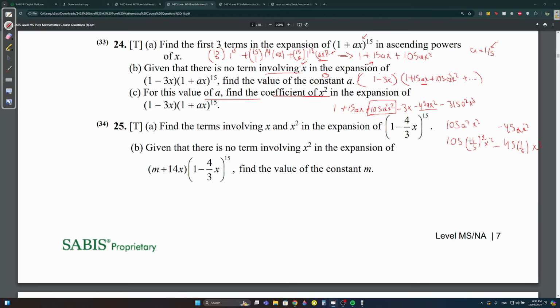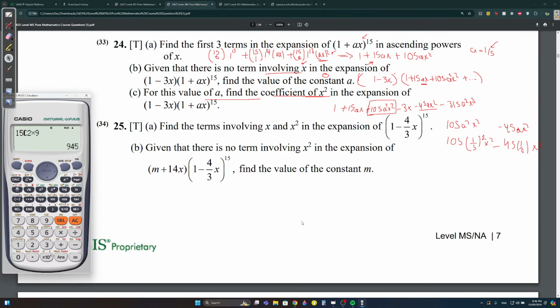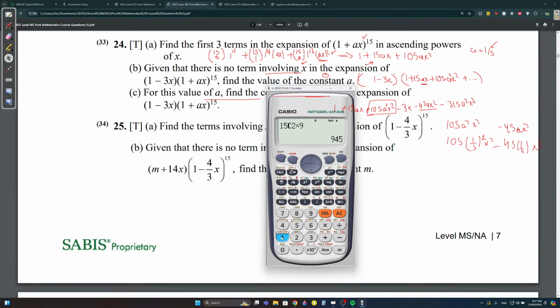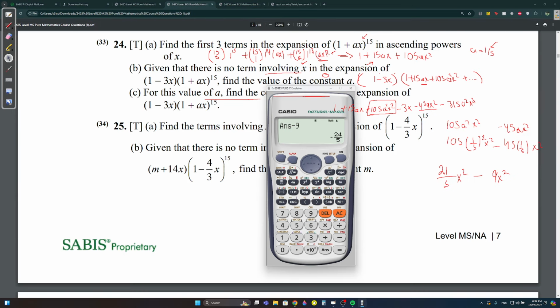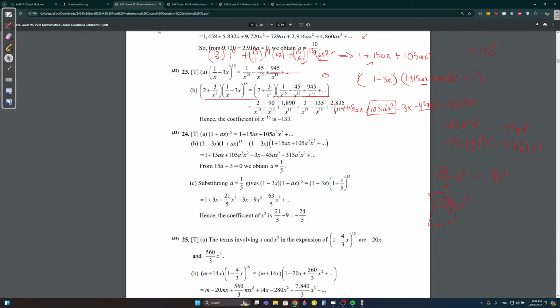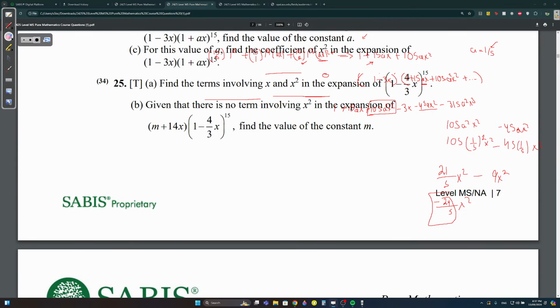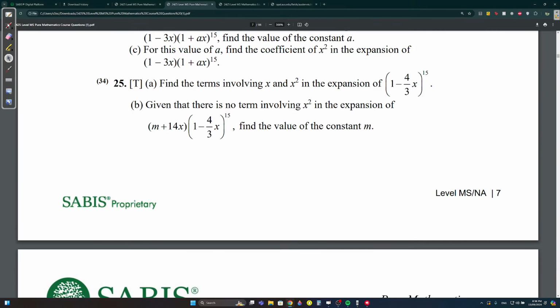We have x squared here, right? Okay, this is going to be 105 divided by 25, yeah, 21 over 5. So you get 21 over 5 x squared minus, this is 9 x squared, so minus 9. It's going to be a negative answer. Is my answer wrong? Minus 4.8. Yeah, okay, it's correct. Minus 24 over 5. So you get the coefficient of x squared, minus 24 over 5 x squared. So the coefficient is minus 24 over 5. Okay, we finished part C.